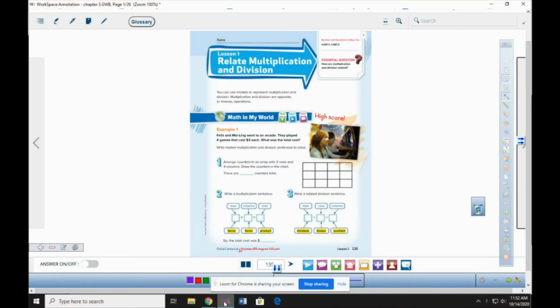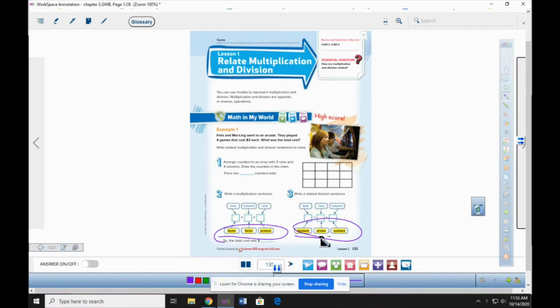Chapter 3, Lesson 1. Relate multiplication and division. When we relate something, we're comparing one thing with another thing and seeing how they're the same. So in this case, we're seeing how multiplication and division connect with each other. We're going to use some models and look at some different things. But first I want to focus in on the vocabulary words that are down at the bottom of the page.